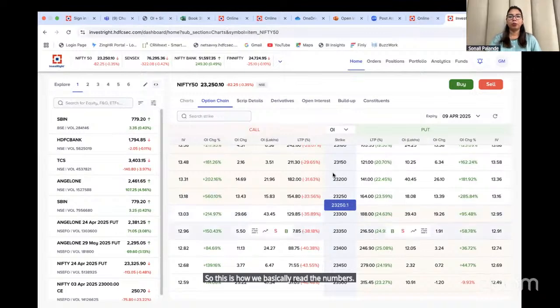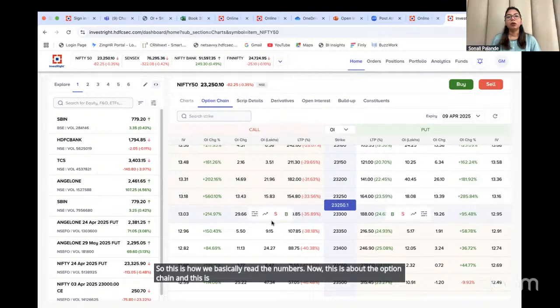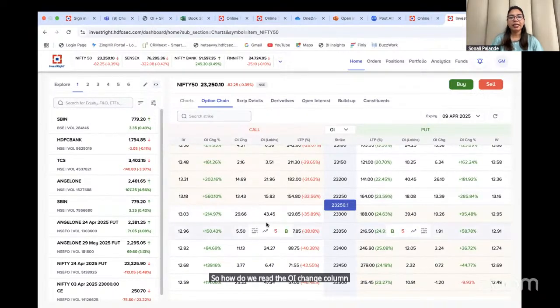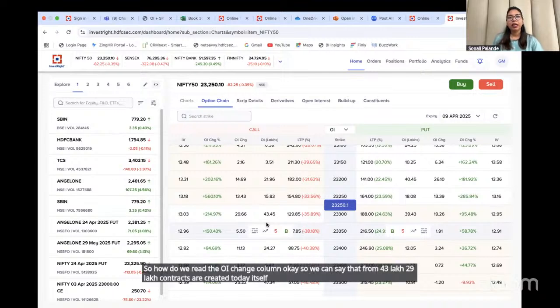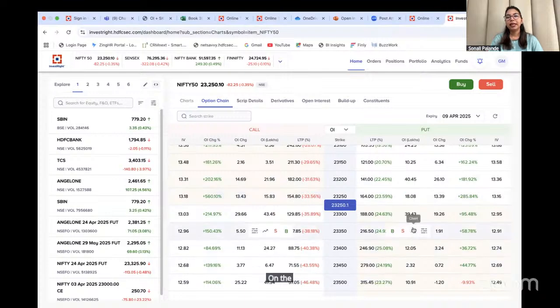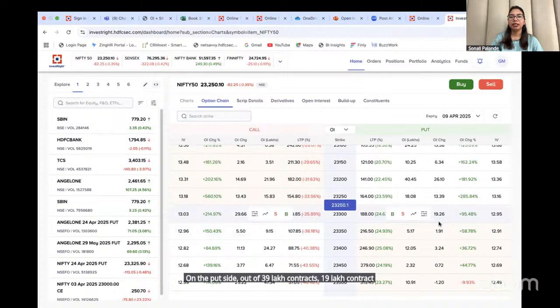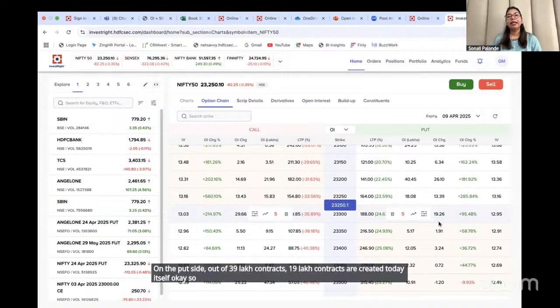Now this is about the option chain, and this is about the OI. One more thing I'll explain about the OI chain. We looked at the OI numbers. Here at 23,300, we looked at 43 lakh contracts on the call side. So how do we read the OI change column? We can say that out of 43 lakh, 29 lakh contracts were created today itself. So we get to know today's conviction. For example, on the put side, out of 39 lakh contracts, 19 lakh contracts were created today itself. So we get the idea of what happened today, what was the conviction of all these traders. This is how we basically read the option chain.